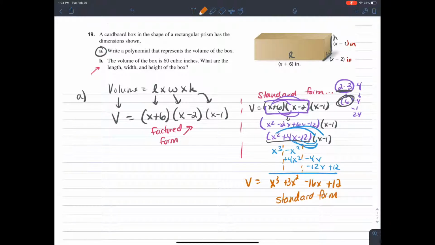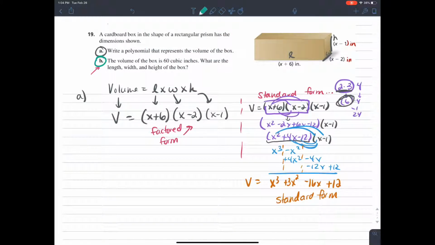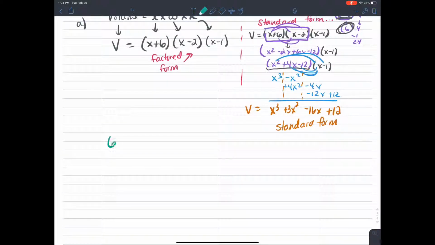Now, if we move on to part B, in part A, they never told us what the volume was. But in part B, they're asking us to pretend, what if the volume was 60 cubic inches? What would the dimensions of the box be? So we have 60 as our volume. I'm going to write it twice, depending on which form we had.